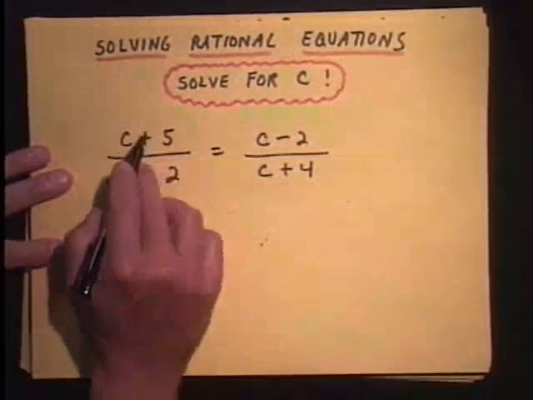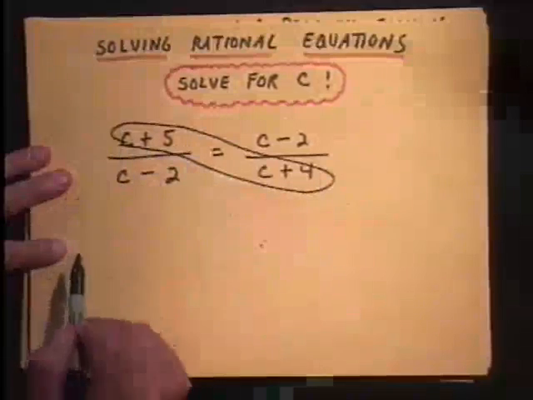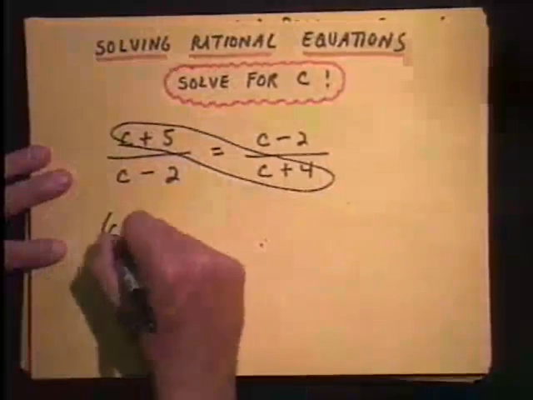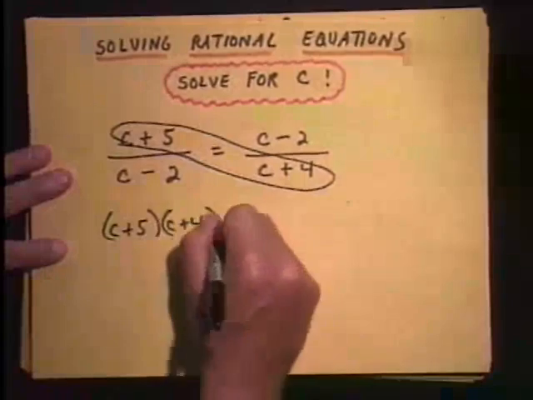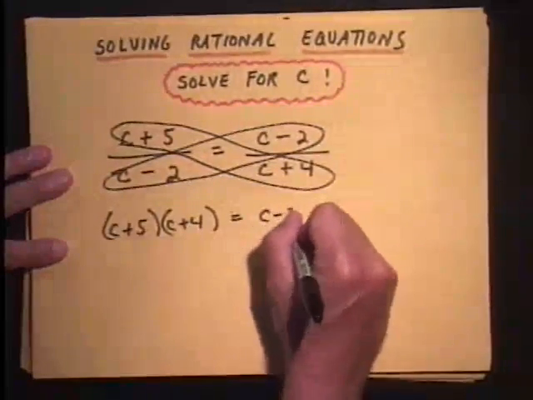Let's go back to the examples here and we'll show you why step 1 works here. Now, we'll go ahead and cross multiply here, C plus 5 times C plus 4, and we'll set that equal to C minus 2 times C minus 2.